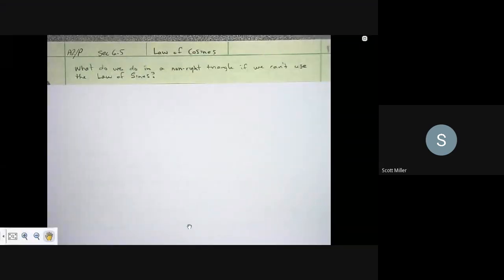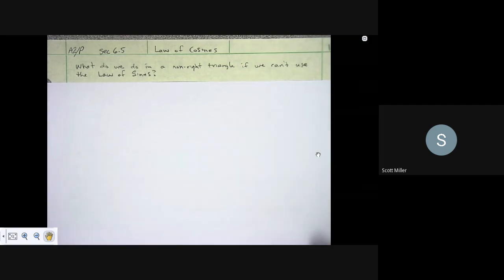So today we're going to look at section 6.5, Law of Cosines. And the question comes up is, what do we do in a non-right triangle if we can't use the law of sines? So we just previously learned the law of sines. And what if I can't use that? What if I don't have a right triangle and I can't use the law of sines? Well, we have the law of cosines.